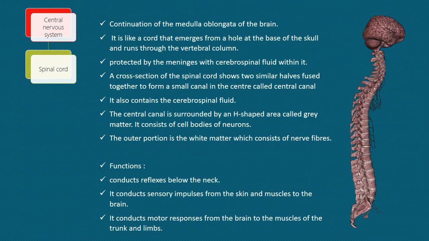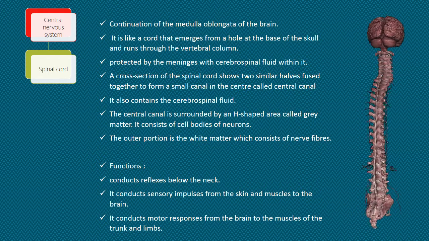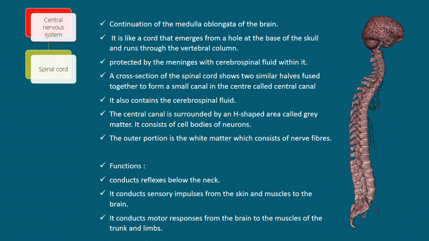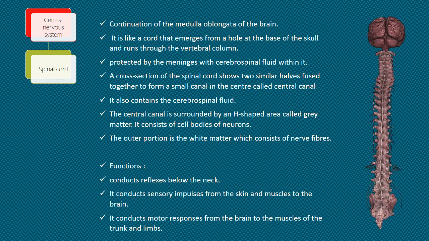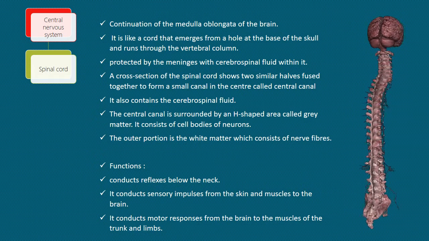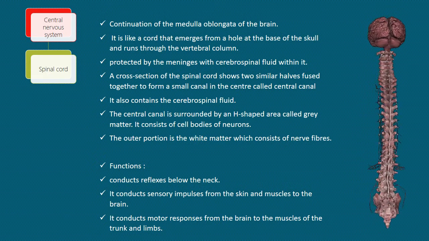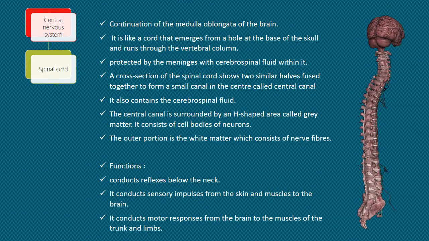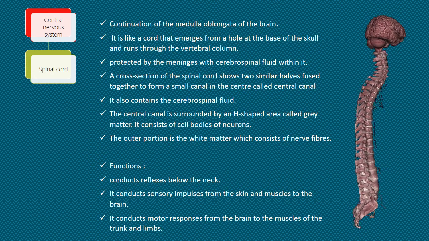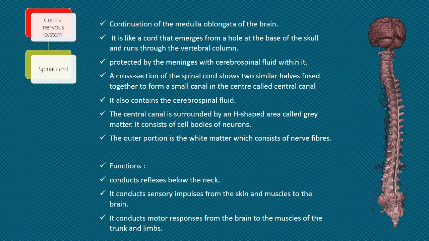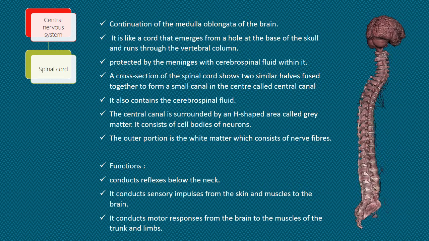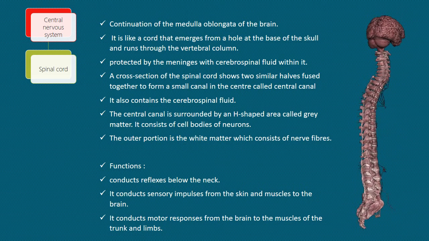A cross-section of the spinal cord shows 2 similar halves fused together to form a small canal in the center called central canal. It also contains the cerebrospinal fluid. The central canal is surrounded by an H-shaped area called gray matter. It consists of cell bodies of neurons. The outer portion is the white matter, which consists of nerve fibers.